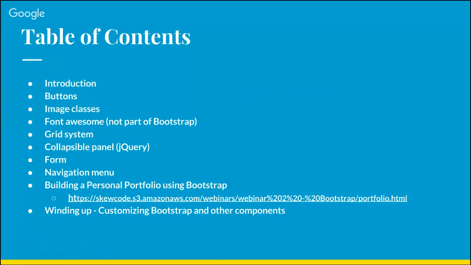Then we have a collapsible panel, which is basically content that can be opened and closed. And then forms. You want to have a lot of forms on the page. So you have a contact form, you have a registration form, you have a login form. How do you build all those things? And then navigation menus. On top of the page, on any website, we'll have the navigation menu. So how do you build that using Bootstrap? That's what we're going to see.